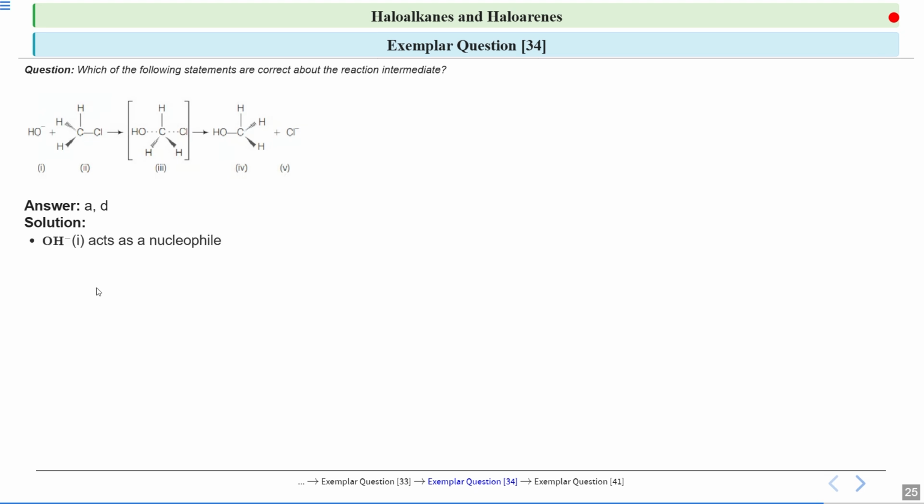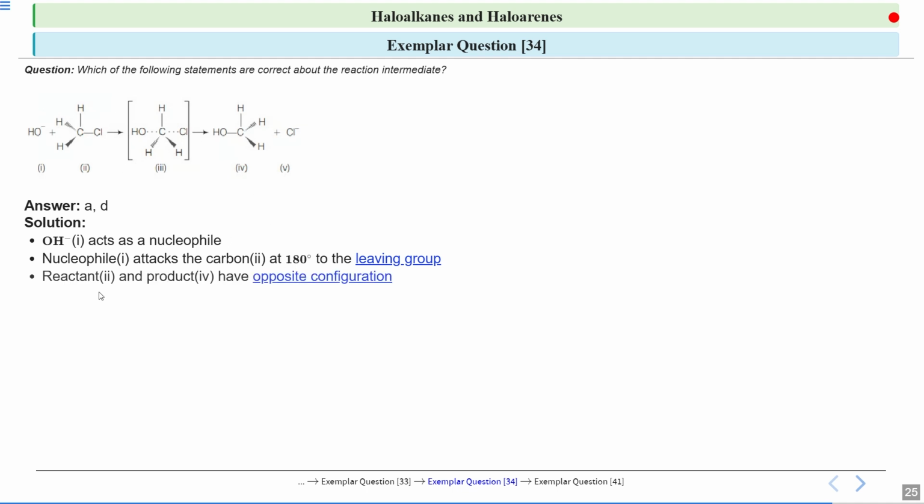So OH minus here, that is first, will act as a nucleophile. The hydroxyl ion is a nucleophile, and the nucleophile attacks the carbon in the second reactant at 180 degree to the leaving group, that is chlorine. The reactant second and the product fourth, that is methanol, you are getting have opposite configuration due to the attack of the nucleophile on the carbon from the opposite side of the carbon-chlorine bond.